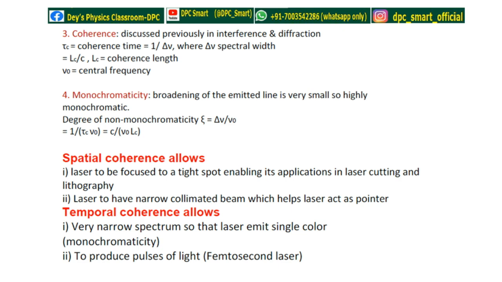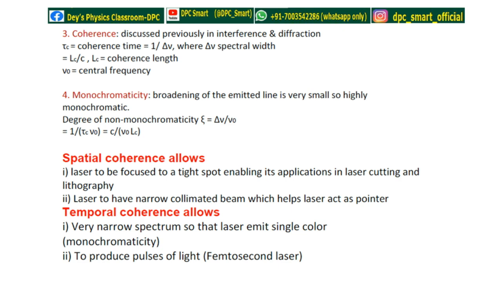Now the fourth characteristic of laser is monochromaticity. Monochromaticity means it is almost a single frequency light source, but there is a broadening of the emitted light that is very small, so that it becomes highly monochromatic. That means the broadening that I discussed, delta nu, is very small, so that it can be considered highly monochromatic, having the central frequency.